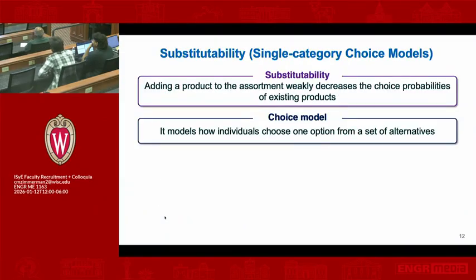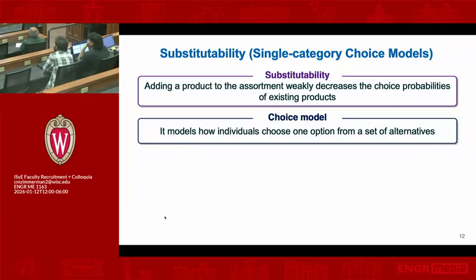So I have said that in the previous work, most work focused on the single category models that only focus on substitutability. Substitutability means adding one product to the assortment will weakly decrease the choice probability of existing products. And discrete choice models are used to model this substitution effect.